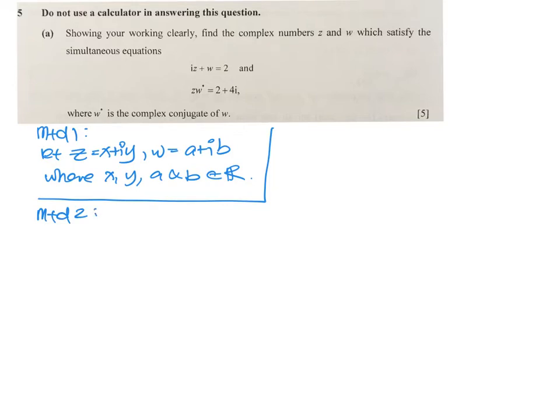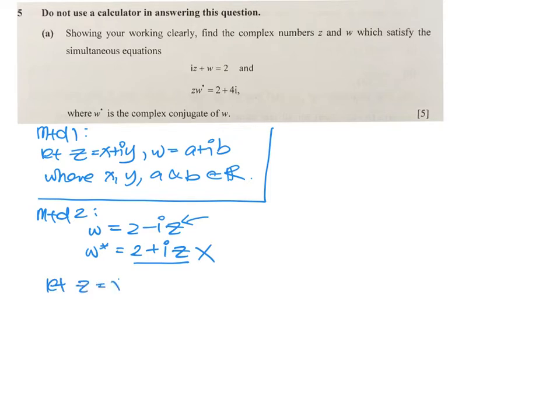That is, you can let w be 2 minus iz. So you replace the complex number w with 2 minus iz. So how about w conjugate? There are some of you who replace the conjugate of w with 2 plus iz. That is wrong, because z itself is a complex number. So you cannot simply say that the conjugate of w is just changing the sign in 2 minus iz. That is a wrong concept.